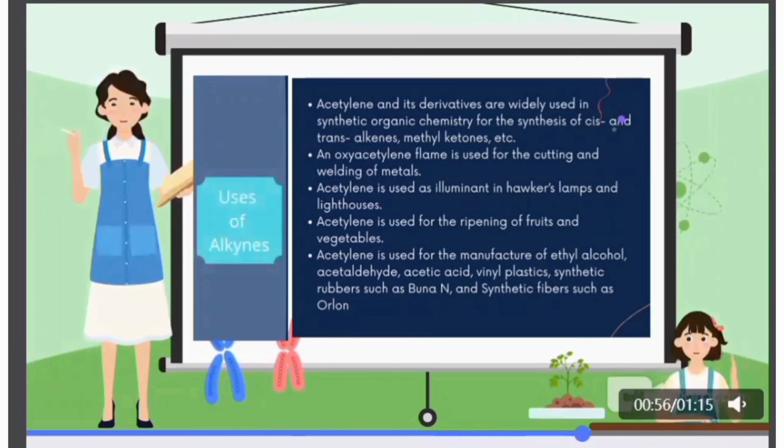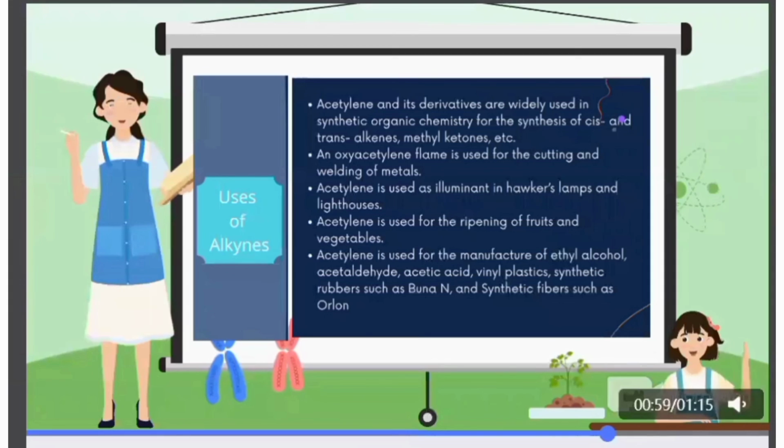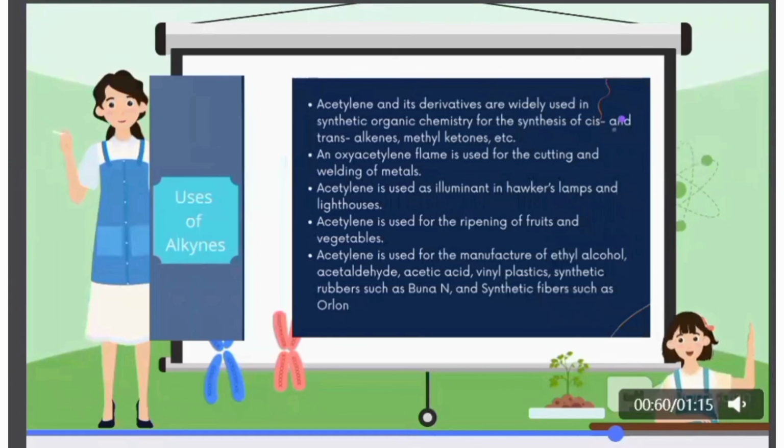Acetylene is used for the manufacture of ethyl alcohol, acetaldehyde, acetic acid, vinyl plastic, synthetic rubber such as butadiene, and synthetic fiber such as Orlon.